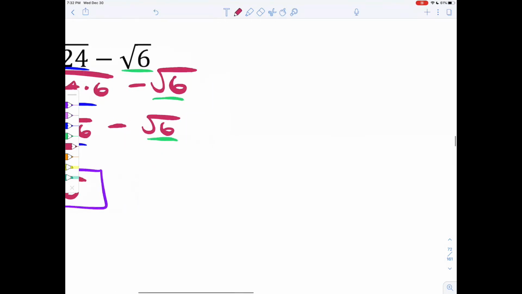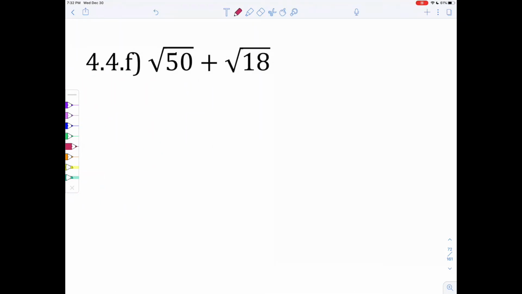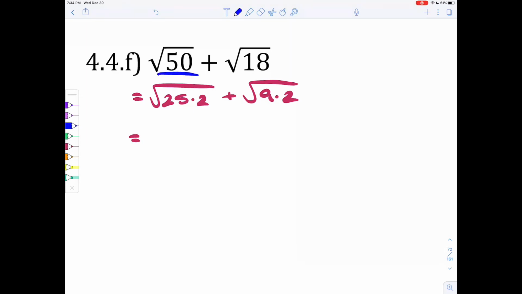I'm going to do one more over here. Root 50 plus root 18, those don't appear like at all, but I have mathematical skills. So I'm going to write root 50 as the root of 25 times 2, because 25 is a perfect square. I'm going to write root 18 as the root of 9 times 2, because 9 is a perfect square. I know 2 is not a perfect square, but that doesn't matter to me. So root 50 became this, root 18 became this. And root of 25 times root of 2 is 5 root 2. Root of 9 times root 2 is 3 root 2.